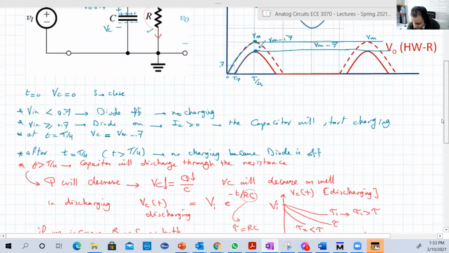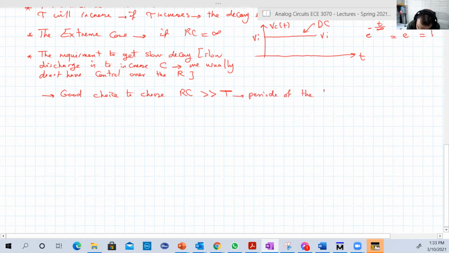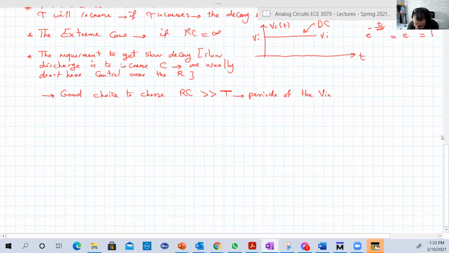So a good choice here is to choose RC much greater than T, which is the period of the input voltage, V input. Okay, that's basically, for example, 10 times. Usually when you have this much greater than, designers consider it 10 times or something. Good.